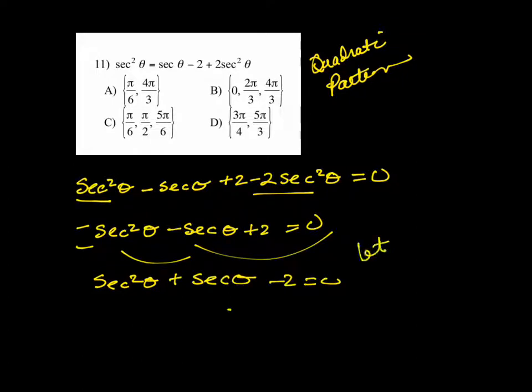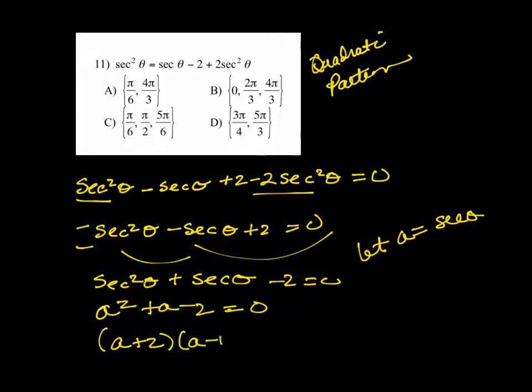And then I'll put everything on the other side so that I don't have a starting negative. So secant squared theta plus secant theta minus 2 equals 0. So quadratic pattern, let a equal secant theta. So I get a squared plus a minus 2 equals 0. That would factor to a plus 2, a minus 1, and that's equal to 0. So put it back. It's secant theta plus 2 equals 0, and secant theta minus 1 equals 0.